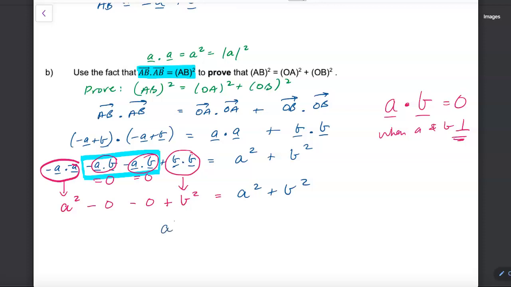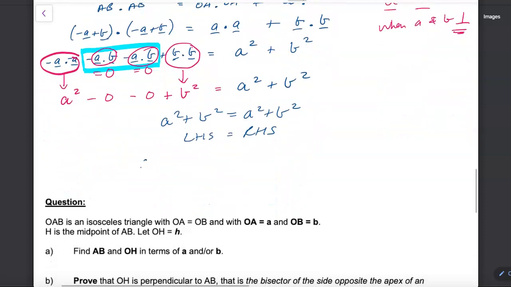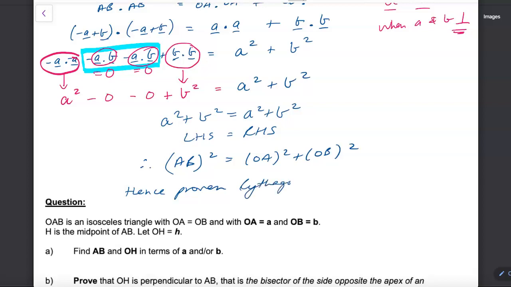So when we neaten this up, we find that our right side and our left side are equivalent. Hence, we have proven Pythagoras' theorem. We can therefore say that AB squared is equivalent to OA squared plus OB squared. So hence, we have proven Pythagoras' theorem using vectors. So that's again going back to using those facts about the properties of the scalar product.